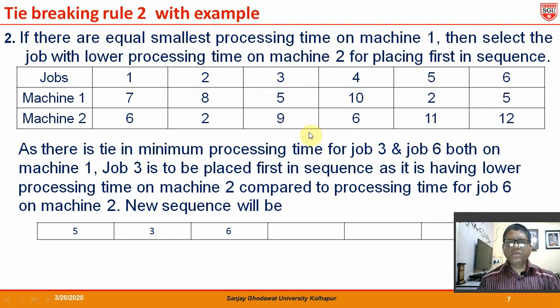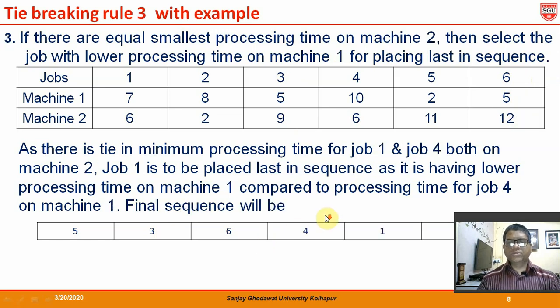For that, we have to refer to the processing time on machine 2, and if you compare, you will find processing time of machine 2 is smaller for job 3 compared to the processing time for job 6, and hence we can break this tie, and job 3 is scheduled first, and then it is followed by job 6. This is tie breaking rule number 2.